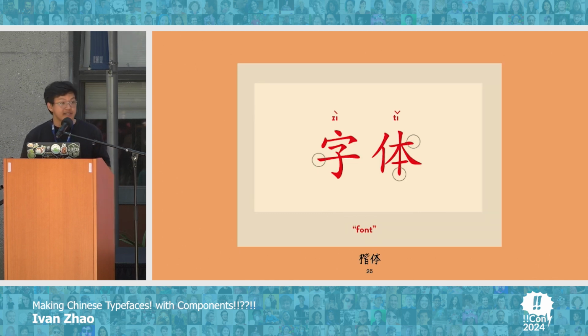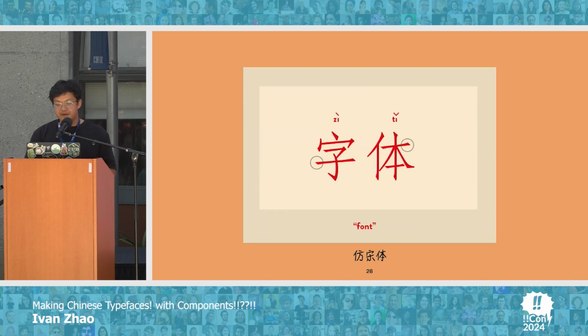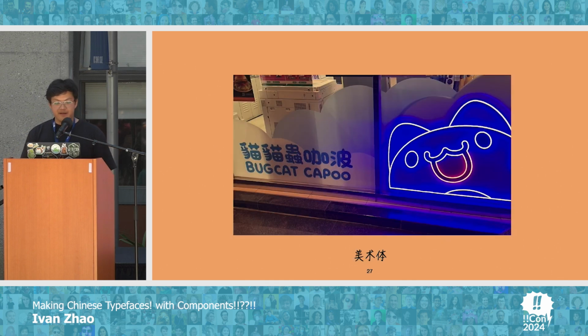There's one called Kaiti, which is more a nod to brushstrokes and calligraphic notions, and you can see that in these tapered edges. I think they look super beautiful. And there's another called Fangsongti, which is like pseudo Songti, a hybrid between the two that they were trying to make. And then going back to Bugcat Capoo, there's also this idea called Meishuti, which is more similar to a display. It translates to art style, art font, and it's hard to describe, but is commonly prevalent in a lot of places.